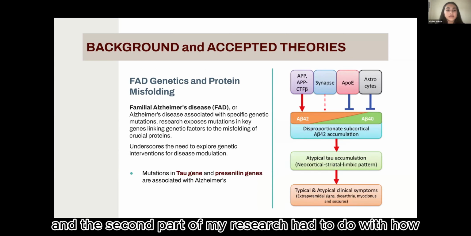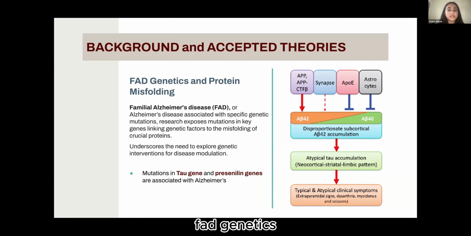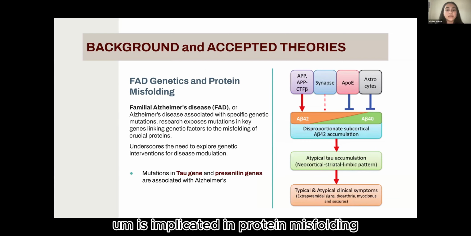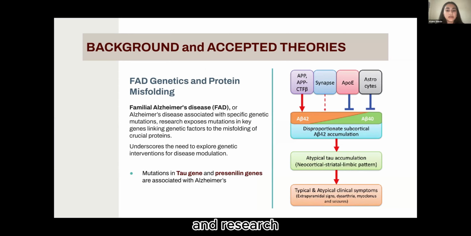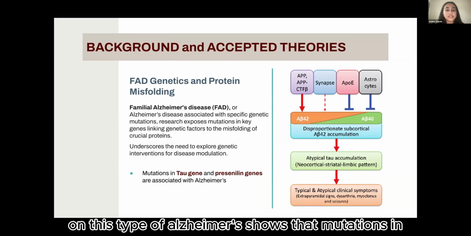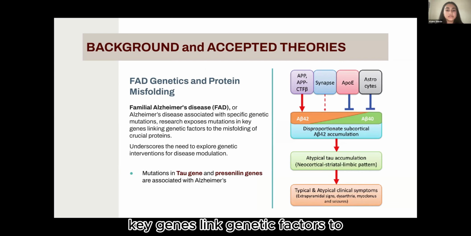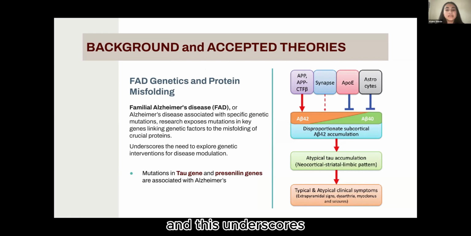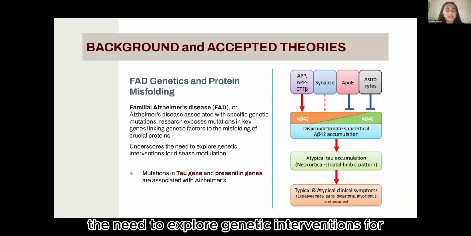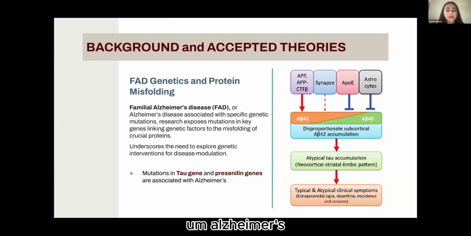And the second part of my research had to do with how FAD genetics is implicated in protein misfolding. So, FAD is essentially Alzheimer's disease associated with specific genetic mutations. And research on this type of Alzheimer's shows that mutations in key genes link genetic factors to the misfolding of crucial proteins like tau and A beta. And this underscores the need to explore genetic interventions for Alzheimer's.